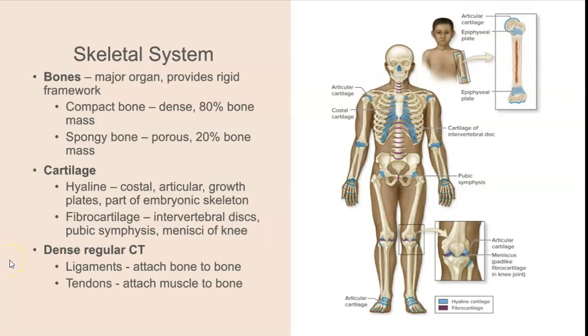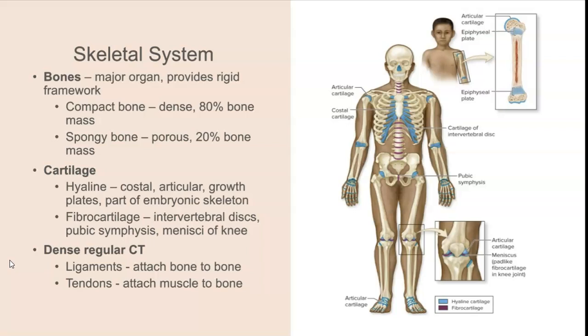The human skeletal system consists of the bones, as I mentioned already. Those are the organs, and they provide the rigid framework. In addition to that, though, we have cartilage, ligaments, and other connective tissues that stabilize or connect the bones. So again, bones are the organs. They're made up of two different types of bone or osseous tissue.